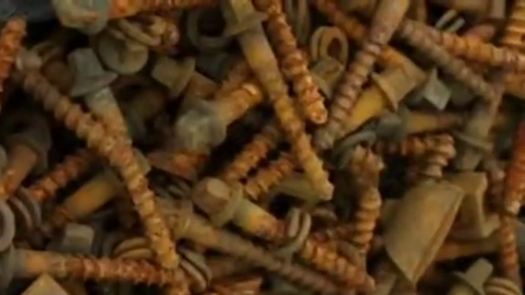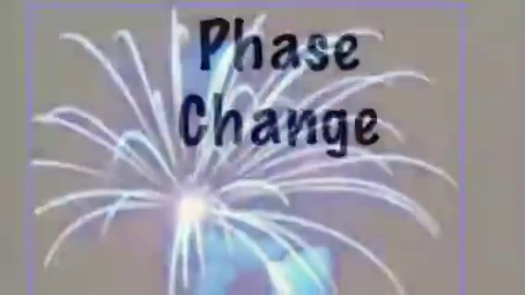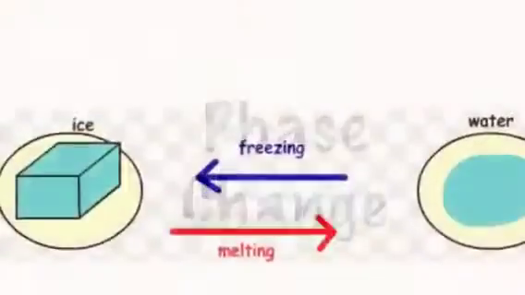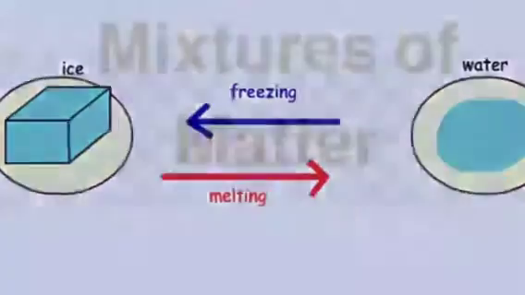Physical change alters a substance without changing its composition. Chemical change involves one or more substances changing into a new substance. Phase change is a transition of matter from one state to another.